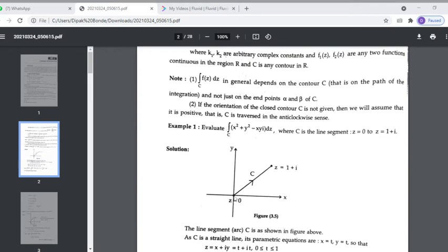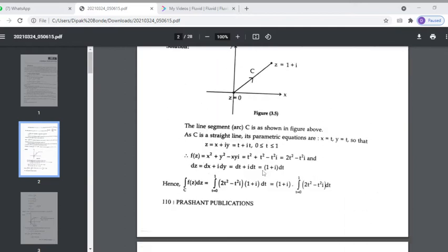Z is equal to 0 means it is the origin, and z is equal to 1 plus I means the x coordinate is 1, y coordinate is also 1, because imaginary part is 1, real part is 1. So this is the point (1, 1). So the line from 0 to this point is nothing but the line segment from z is equal to 0 to z is equal to 1 plus I. Okay. Now we have to take the integration over this line.